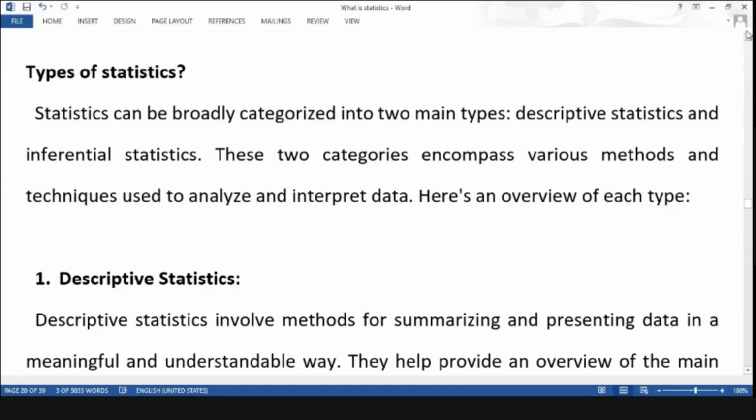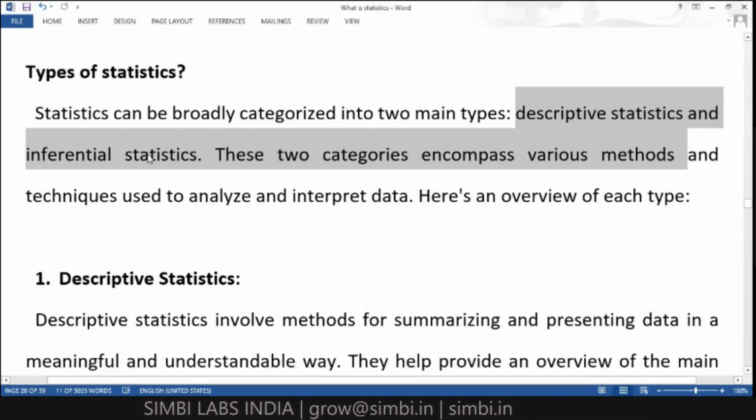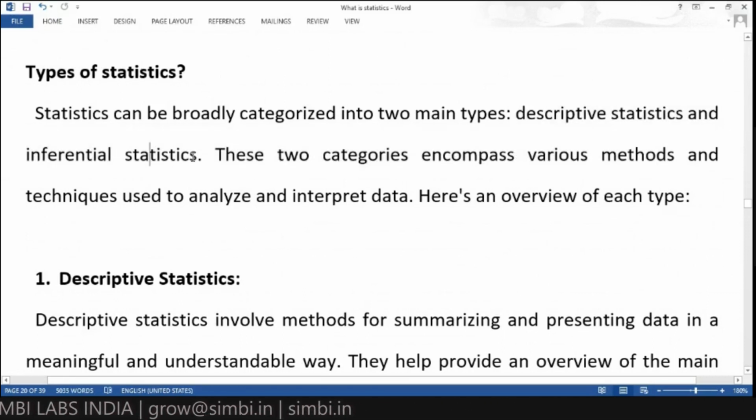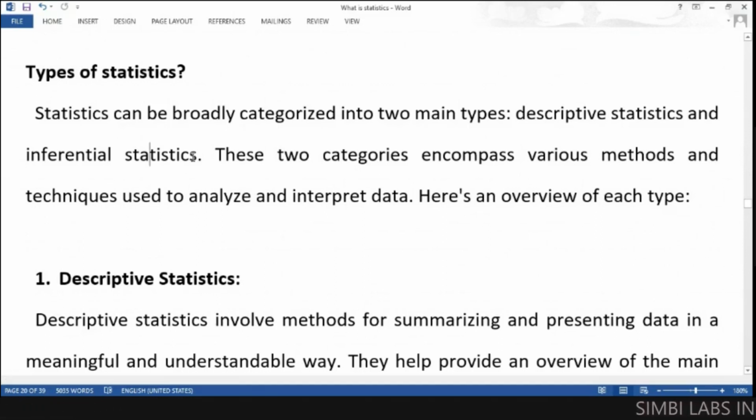Hello everyone. Today we are going to learn about the types of statistics we have. We have two types of statistics: one is descriptive and the other is inferential statistics. These are the two categories we have. In this, we will follow some methods and techniques to analyze and interpret the data.